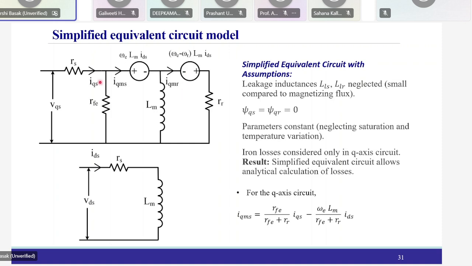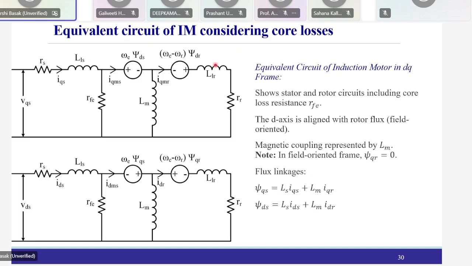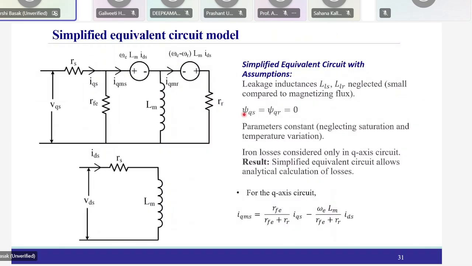Now what you do here is neglect the leakage inductance. So these leakage inductances, LS and LLR, are cancelled out. Psi QS and psi QR are both considered to be 0.